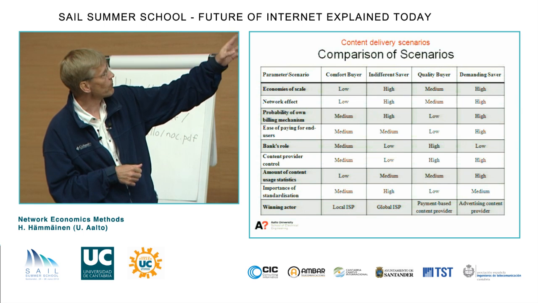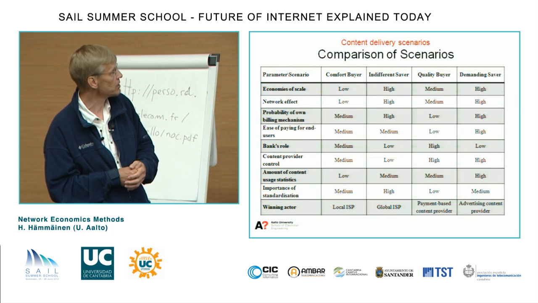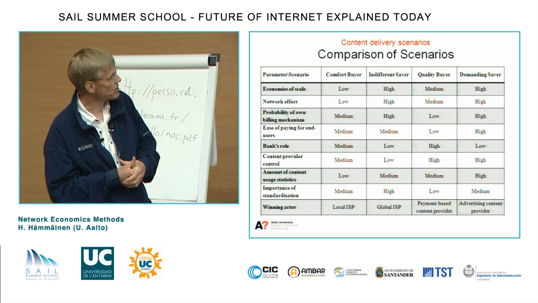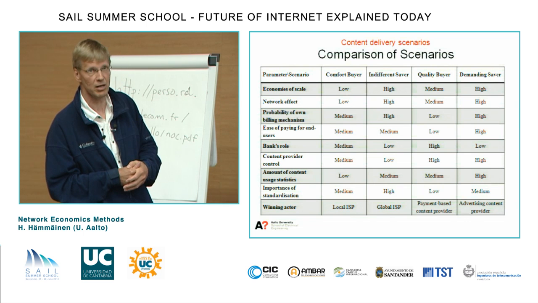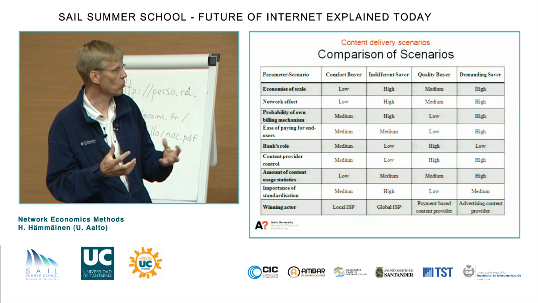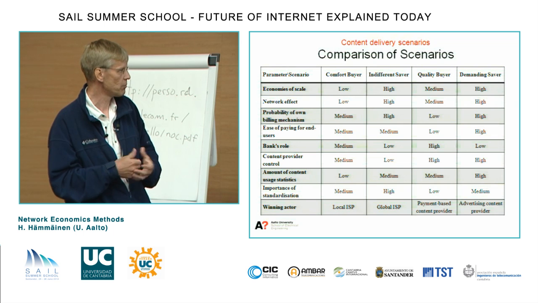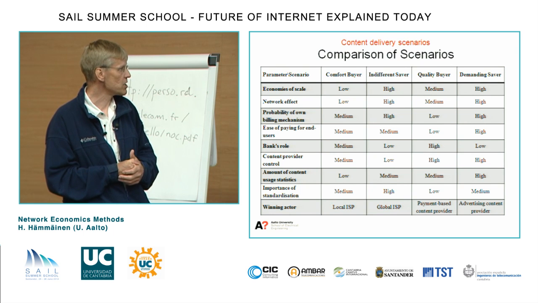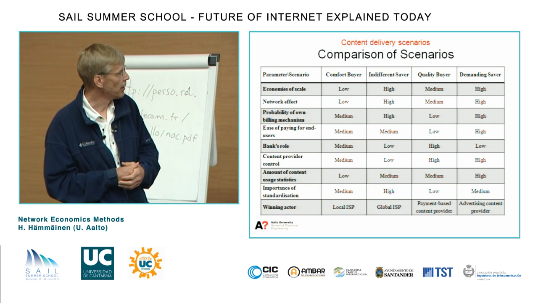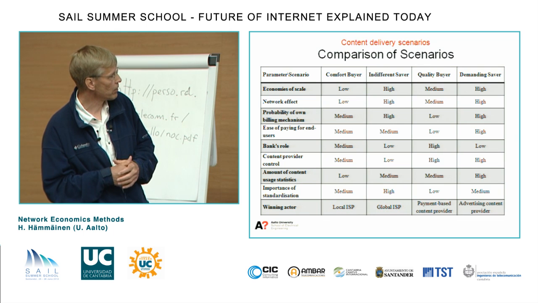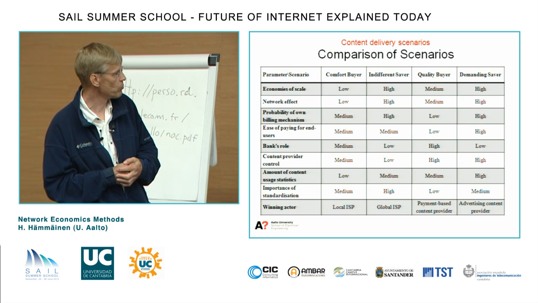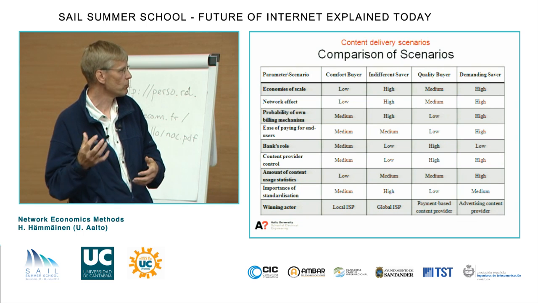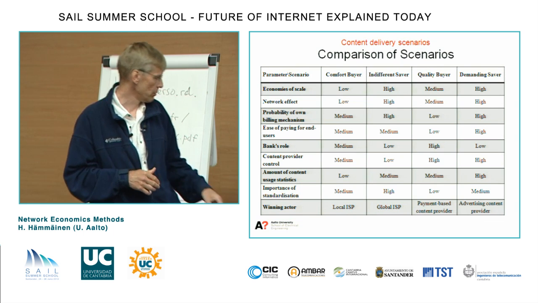So you can see that comfort buyer is good for local ISPs. Indifferent saver is good for global or, let's say, large ISPs, not necessarily. Well, global means more like large players who can invest and compete, for instance, on the advertisement aggregation market. And then quality buyer, it will be the payment-based content providers, and demanding saver more towards advertising content providers.